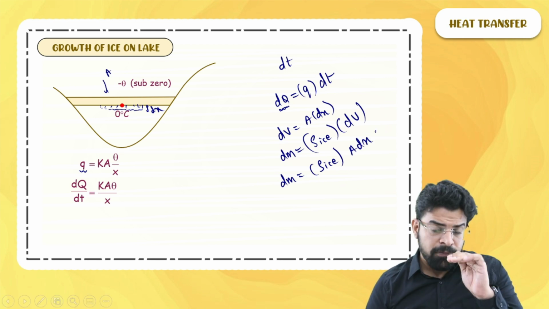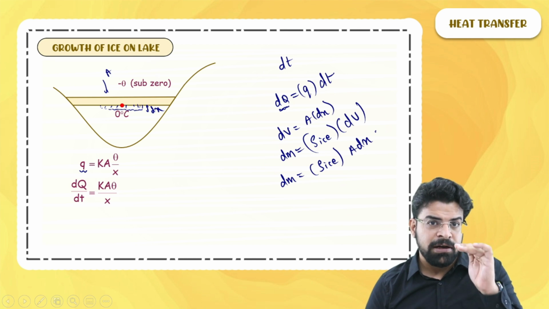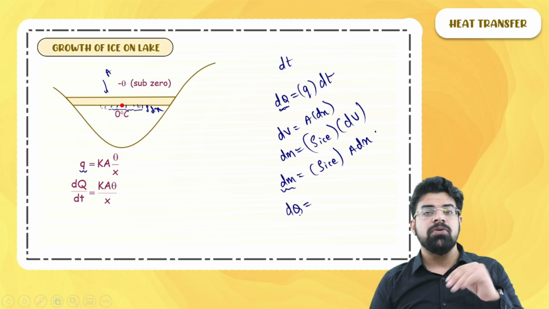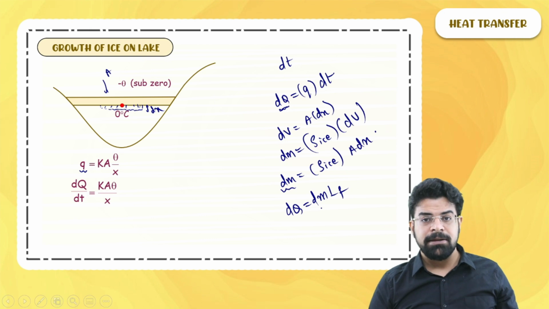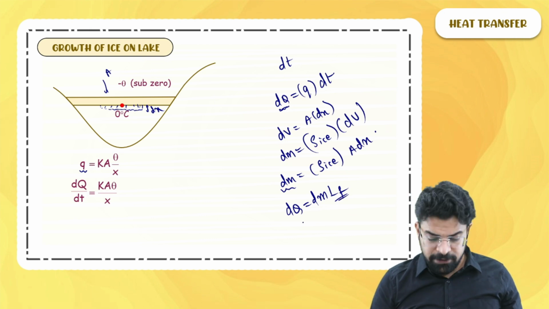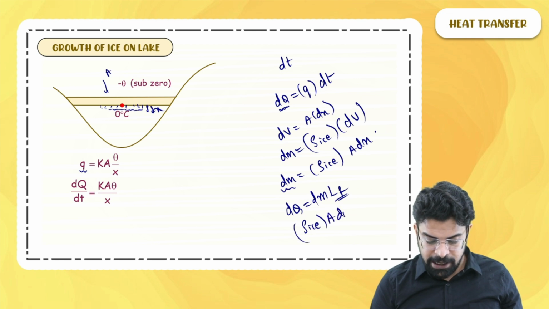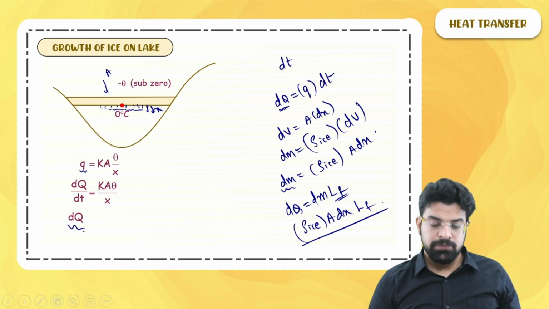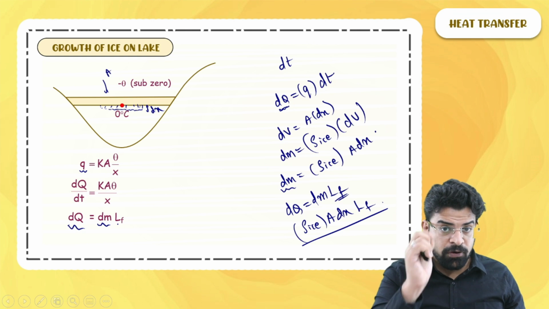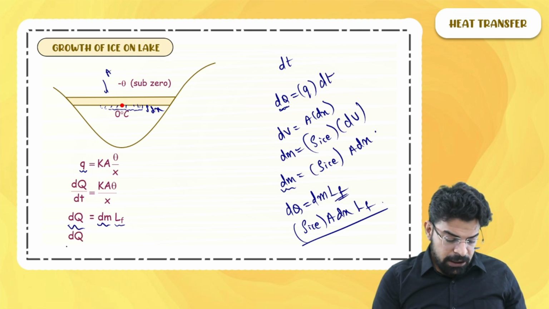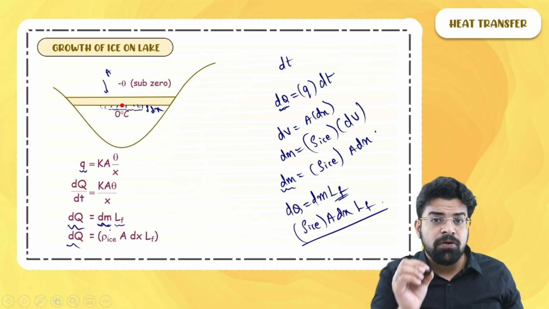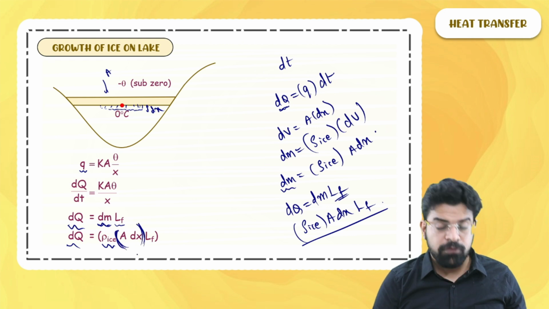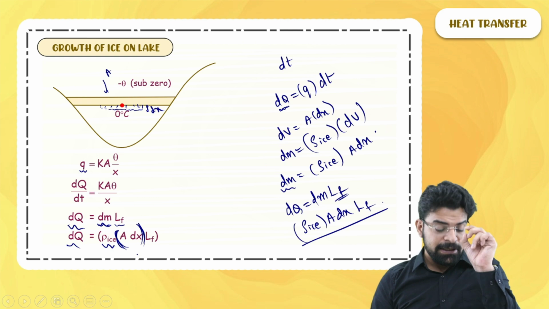Now, how much heat must have gone out from the ice-water interface to form dm mass of ice? You will say the infinitely small amount of heat that must go out has to be equal to the infinitely small mass times the latent heat of fusion. So that will be density of ice into A dx into the latent heat of fusion. So dq equals the infinitely small mass of ice formed multiplied by the latent heat of fusion, which is the density of ice multiplied by the infinitely small volume of ice formed, cross-sectional area A and thickness dx.